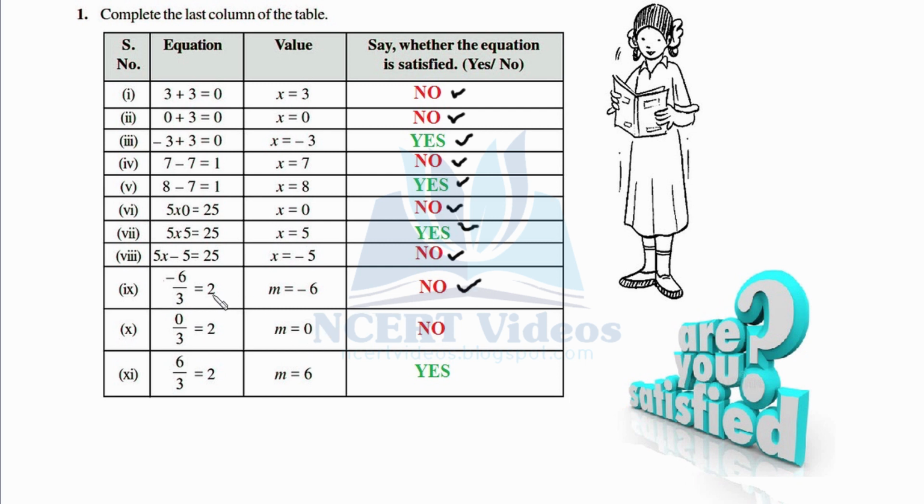m equal to 0. When 0 is at the numerator, the whole fraction becomes 0. This we have learnt in the previous exercise as well. So 0 is not equal to 2. Therefore not satisfied. Now here m equal to 6. 1 3 is a 3, 2 3 is a 6. So this is the same as before, only the sign is different. So therefore 2 equal to 2, yes, it is true. Therefore yes, it is satisfied. So this is how you do your satisfied or not satisfied type of question. So that was your first question.